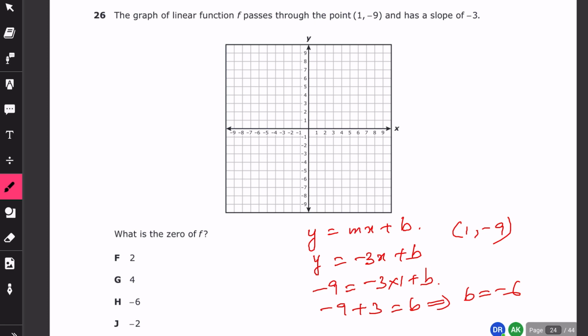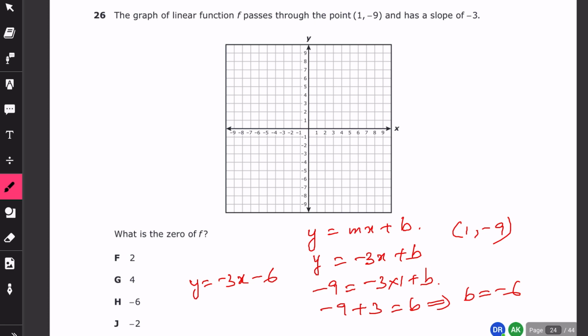So now here you have y is equal to -3x plus -6. So what is the zero of this, it means, if you put x is equal to, no, I'm sorry, y is equal to 0. What is the zero of f means, you have to put y is equal to 0. Then you will get the value of x over here.